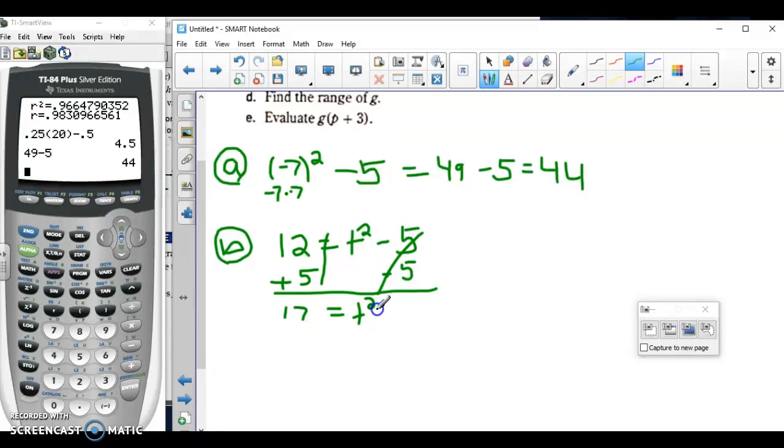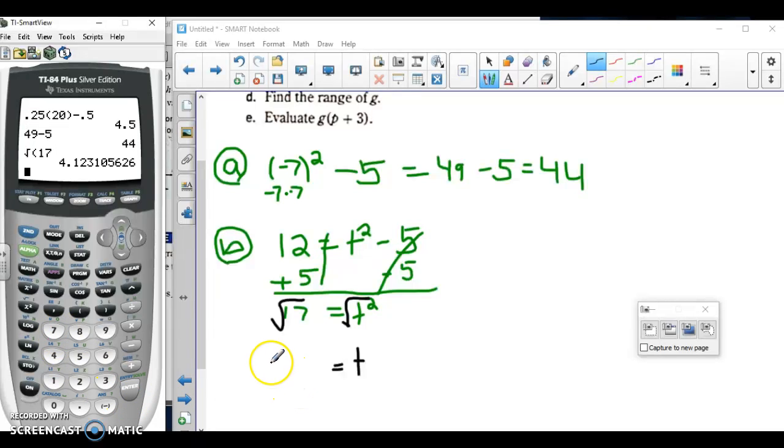T squared. Alright, so how do we undo a square? You take the square root. So we could have here that actually t is equal to the square root of 17. And when you take the square root of something, it's worth it to review this. When you take the square root of something, it's actually the positive and negative version of that.